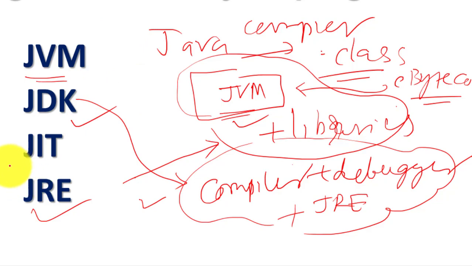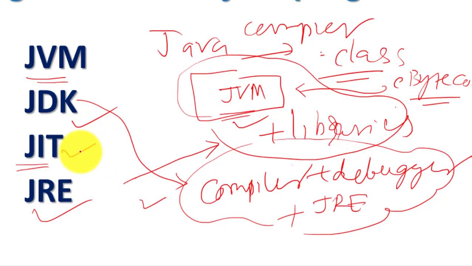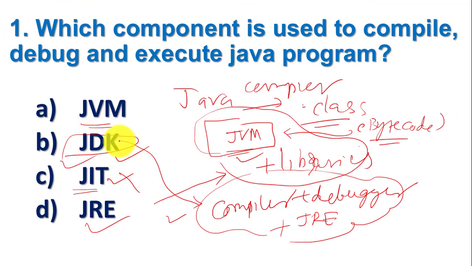Option C is JIT, that is the just-in-time Java compiler. This option is used when we want to make our execution faster. Normally your interpretation process is slower. So JIT is a component of a JDK which makes compiling as well as interpreting together, sort of. So JIT is a component to make the execution faster. So C is also not the right answer here. JDK is the right answer.